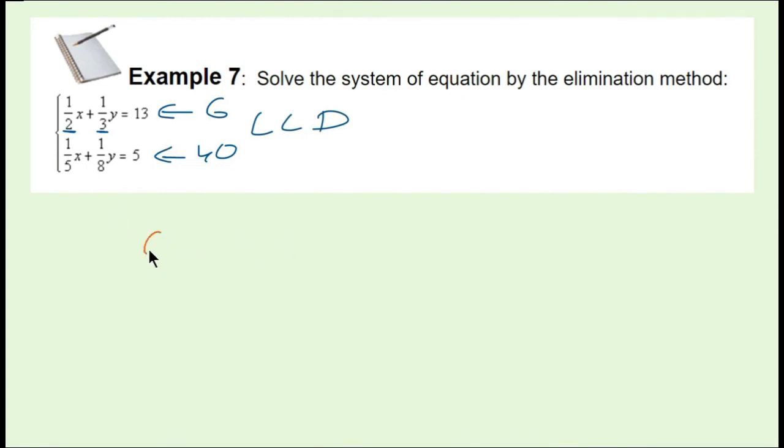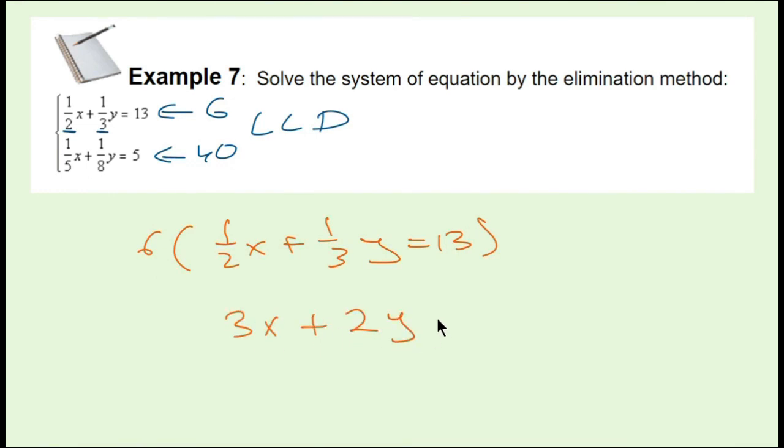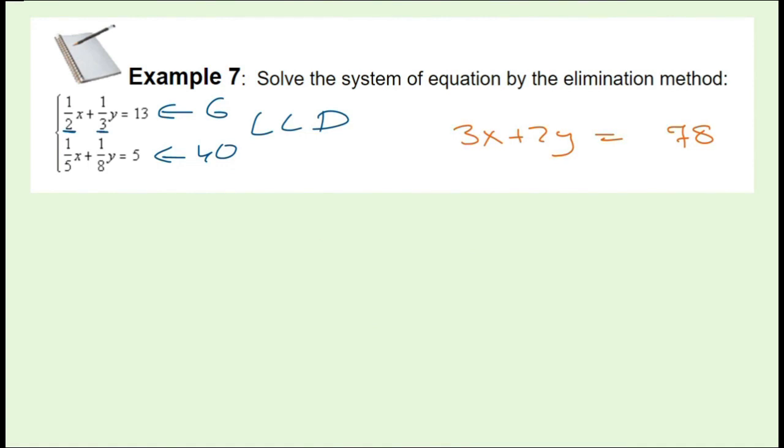So the first one, 6 times 1 over 2x plus 1 over 3y is equal to 13. Multiply everything by 6, that is, open the parenthesis. 3x plus 2y is equal to 78. So this is our first equation that we will be dealing with. 3x plus 2y is equal to 78. Now let's multiply the bottom equation by its least common denominator. So 40 times, in parentheses, 1 over 5x plus 1 over 8y is equal to 5.